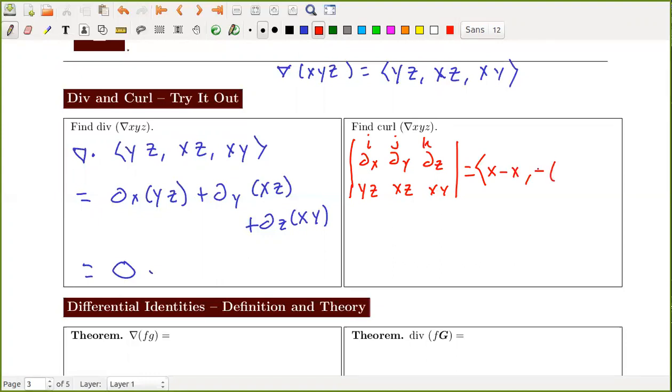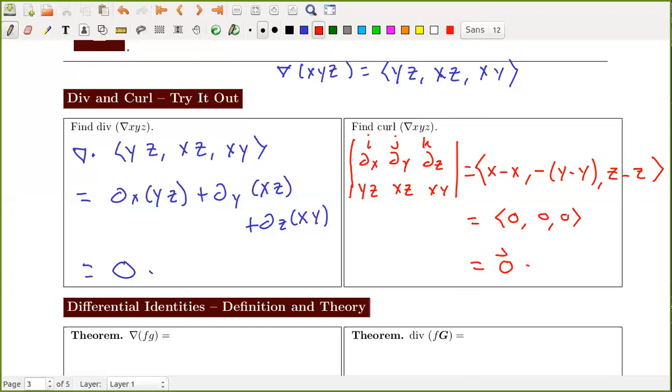Now the second component, with a minus sign, is going to be the determinant formed by the outer two columns. So it's going to be the x derivative of xy, which is y, minus the z derivative of yz, which is also y, and that component is 0. And then finally, the third component is going to be the determinant of this 2x2 matrix. So this is going to be the x derivative of xz, which is z, minus the y derivative of yz, which is also z. And so this is equal to the 0 vector. Or we can write it something like this.